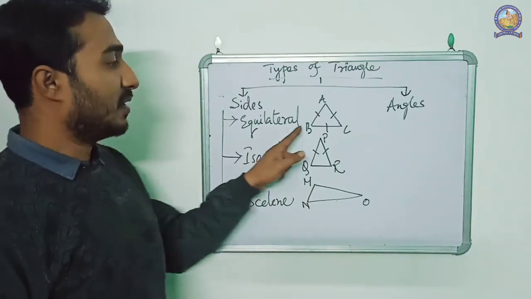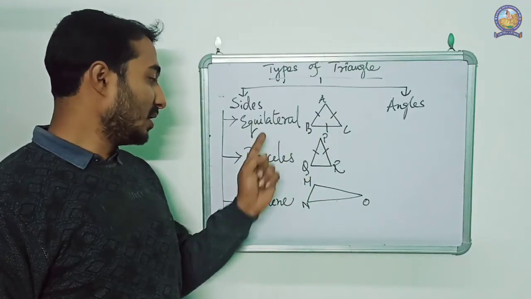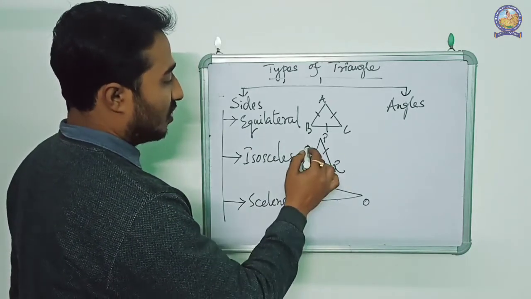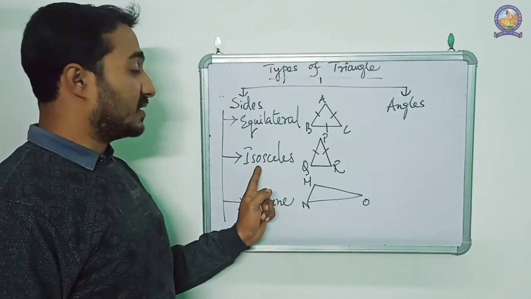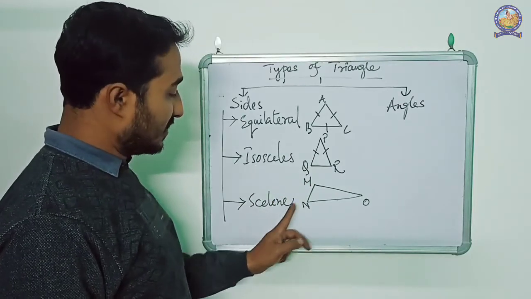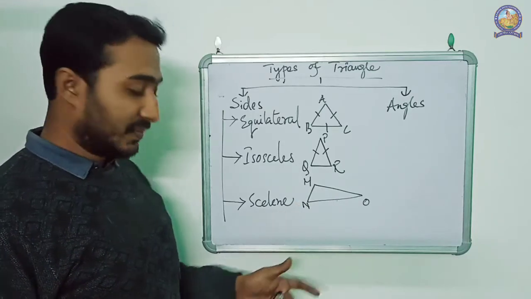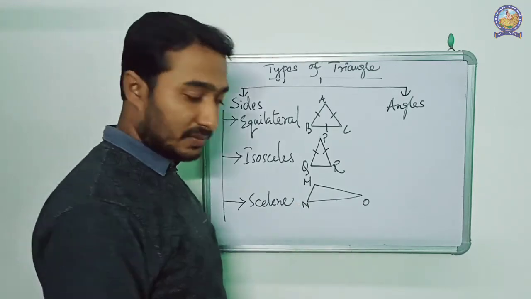Here, no sides are equal to each other. So remember, when all three sides are equal, then it is equilateral. When any two sides are equal, this can be these two or these two or these two, then it is isosceles. And another is the scalene triangle, when no side is equal to another. Okay, all the sides are unequal.